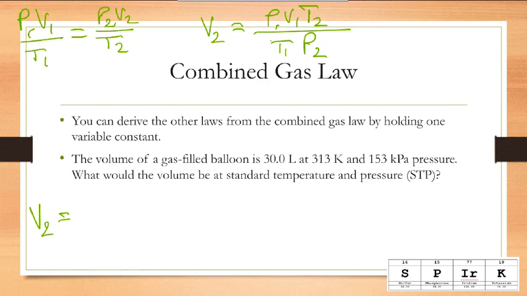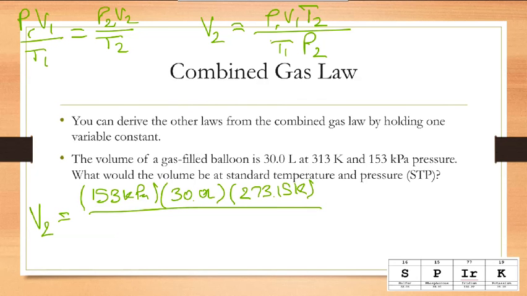So again, we're solving for V2. P1, they give us 153 kPa, times V1, which is 30.0 liters, times T2. In T2, our standard temperature is 273.15 Kelvin. And that's all over T1 times P2. And our T1 is 313 K times our standard pressure, but we need it in kilopascals, so that's 101.3 kPa.